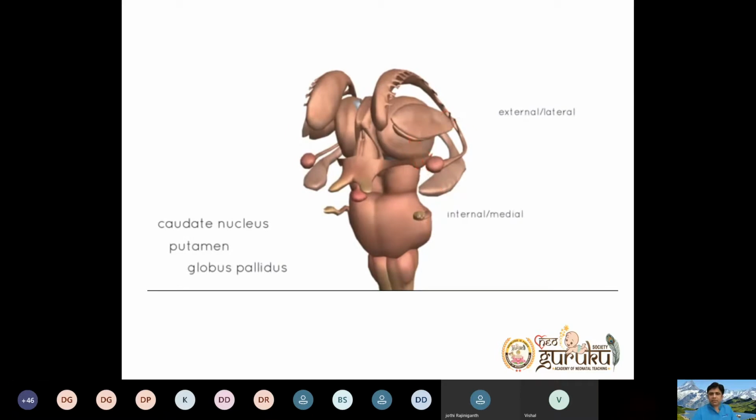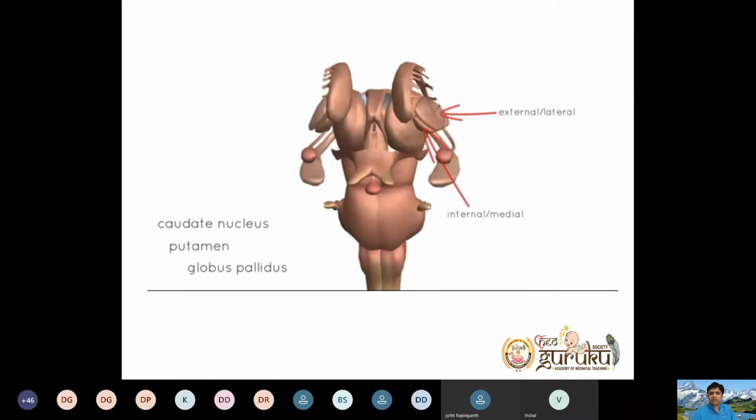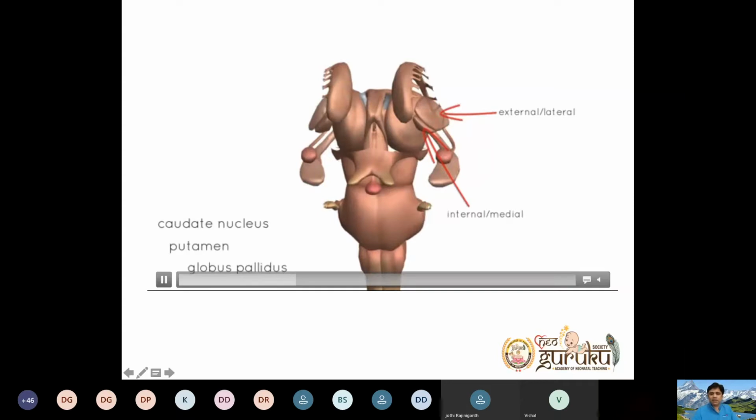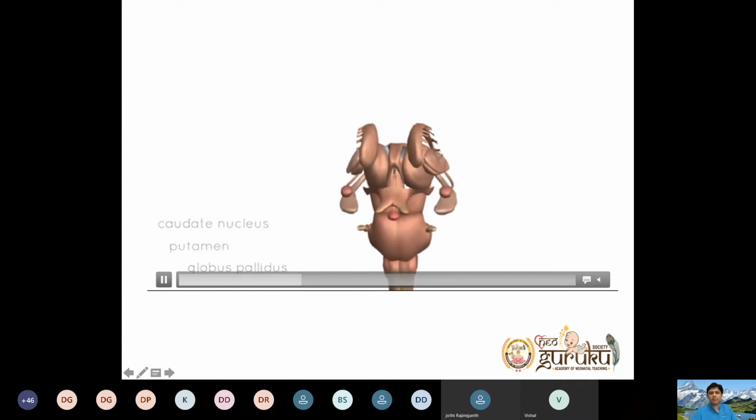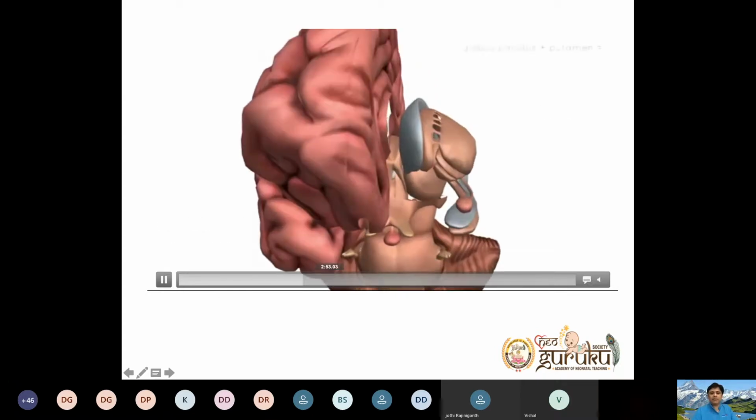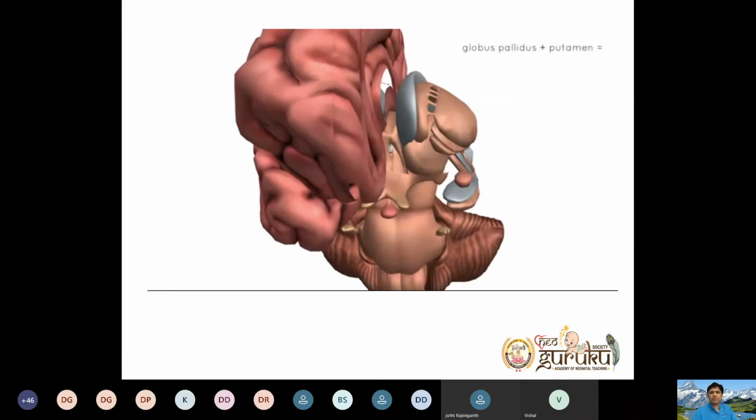I've removed the putamen, and you can see how the interna and externa is placed. The globus pallidus, thalamus, interna, externa. After that, you get your putamen. Clear? This is how it looks like. Globus pallidus and your putamen form the lentiform nucleus.